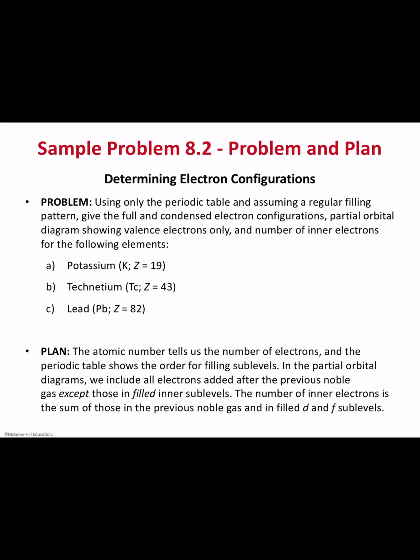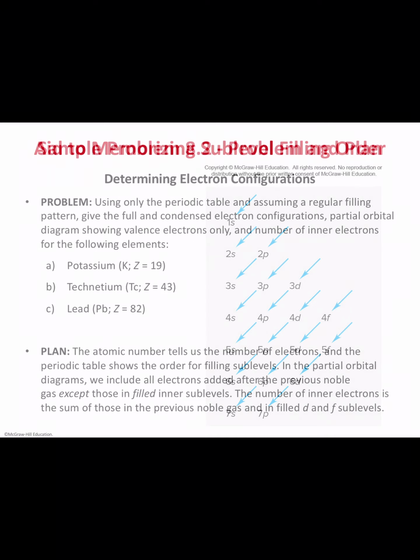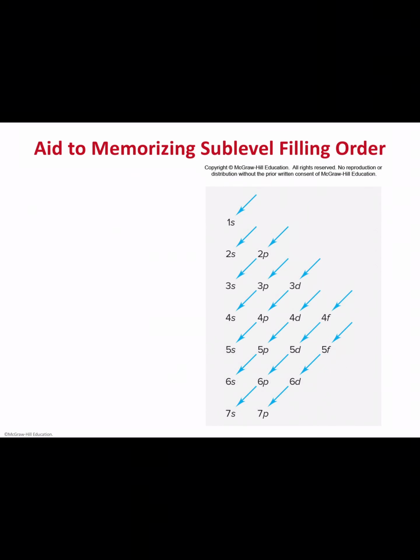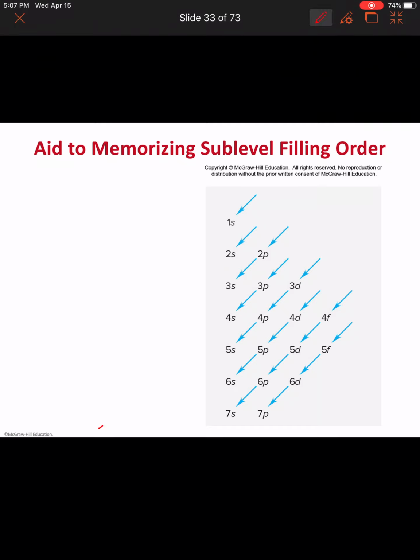Now let's look at potassium. Potassium's atomic number is 19. First we'll go ahead and write down the full and condensed electron configurations. So we can use this order, an aid to memorizing sublevel filling order. You can use this diagram, right? Remember potassium is 19. So let's see how we can accomplish this one. Okay, potassium, which is 19. We're going to fill up to 19 electrons using this diagram on the right hand side.